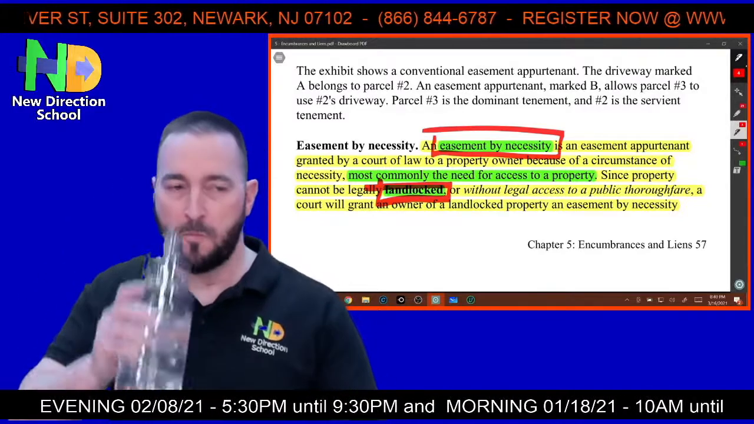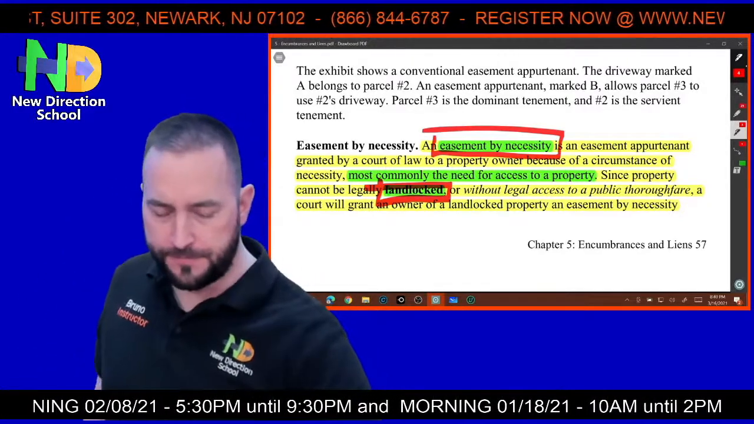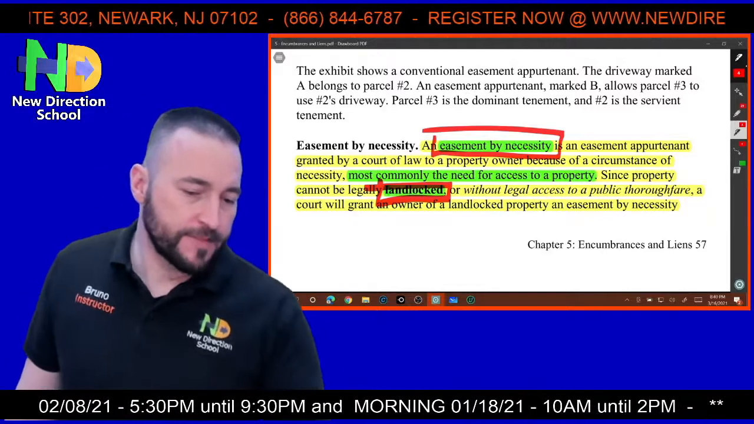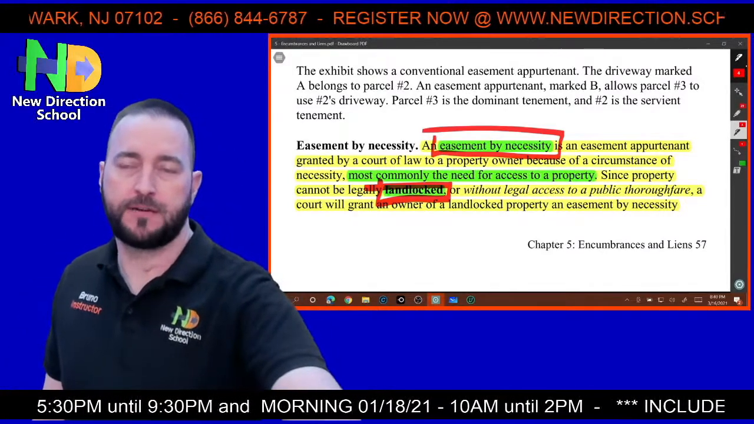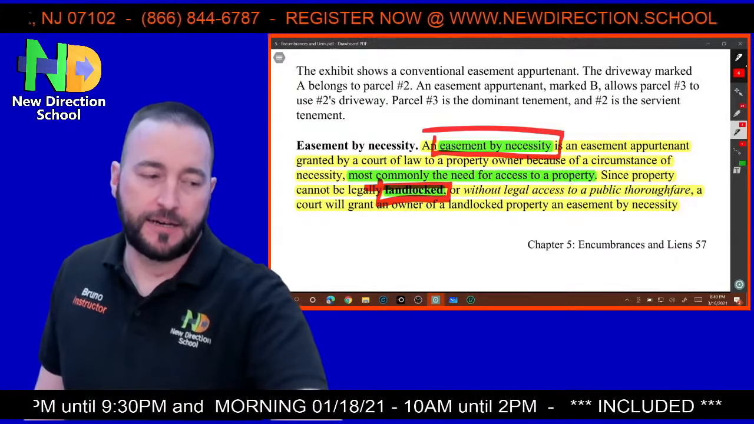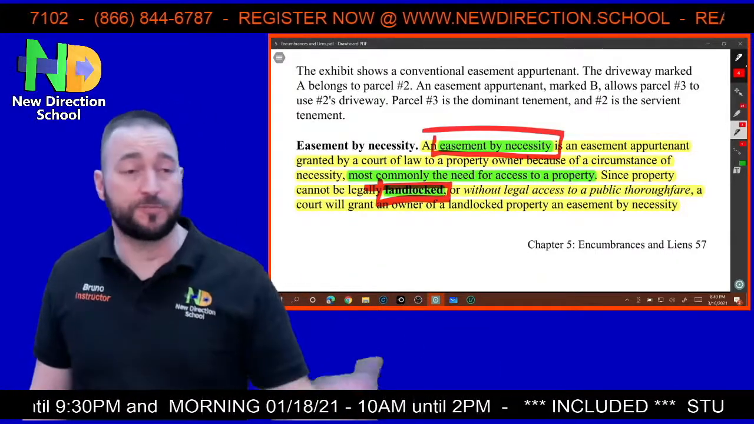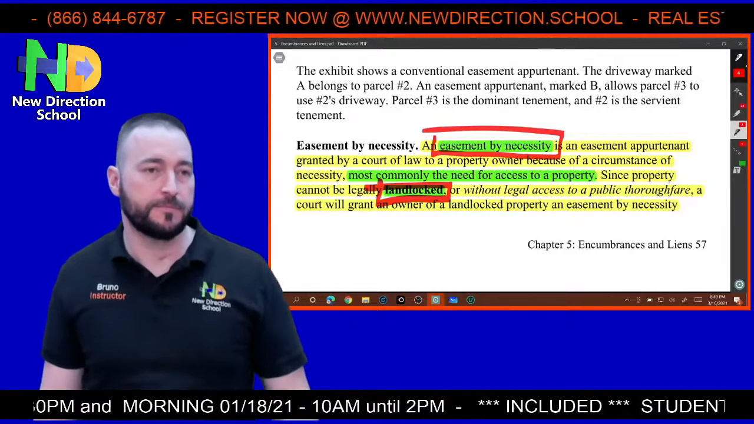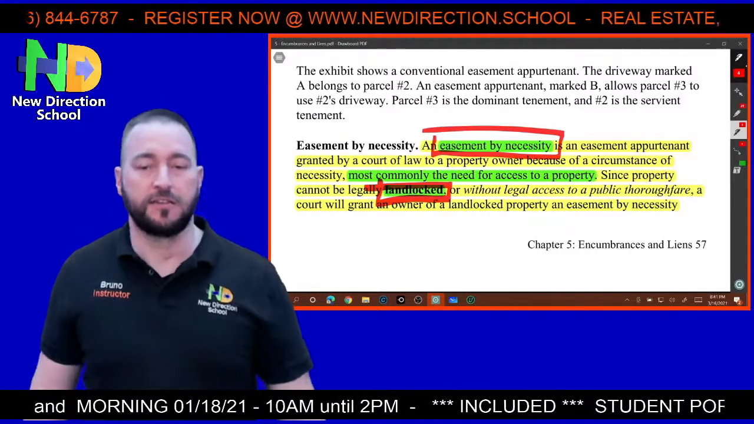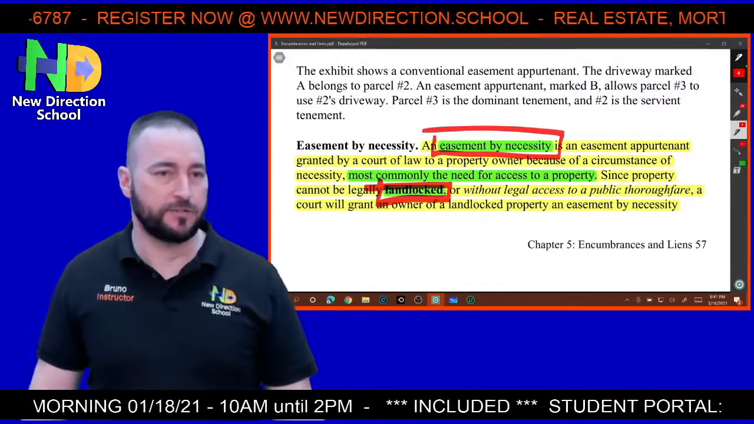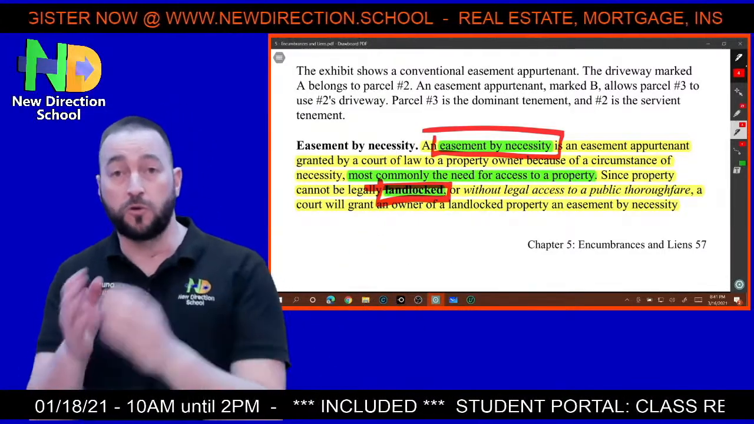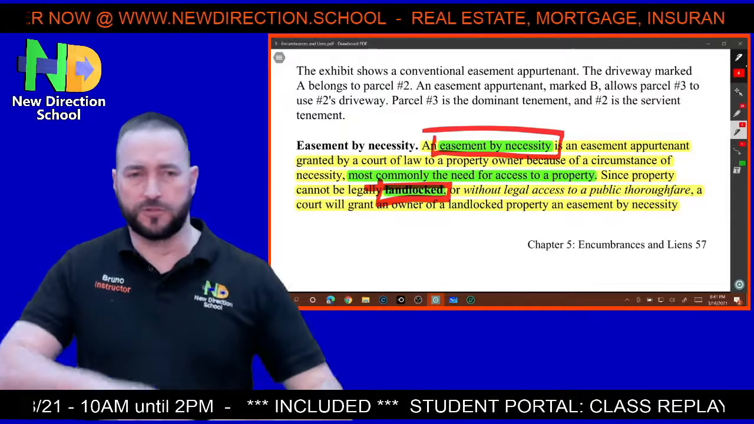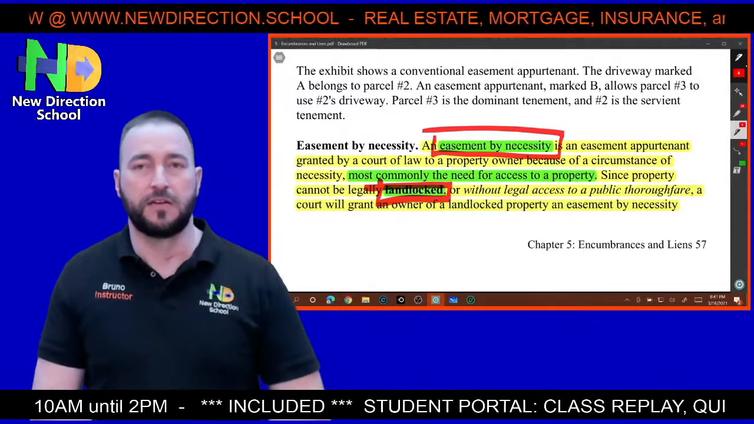Would a diagram like that show up on a test? It might. Here's more for you to understand. It doesn't usually show up, but it might. Here's more for you to understand the difference between the easements. So if you see by necessity, most of the time you're landlocked. That's the answer. And that's why I highlight things the way I do. It's what's most likely to be asked, or something around there to be asked.